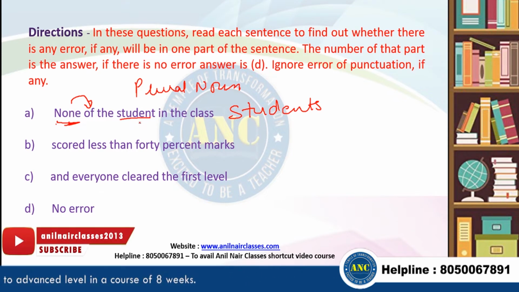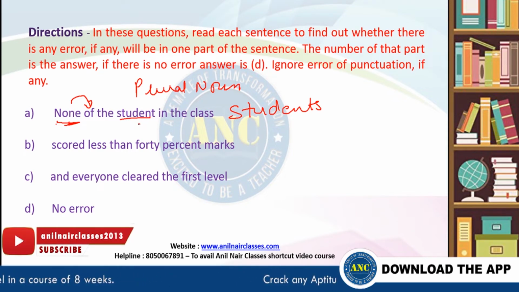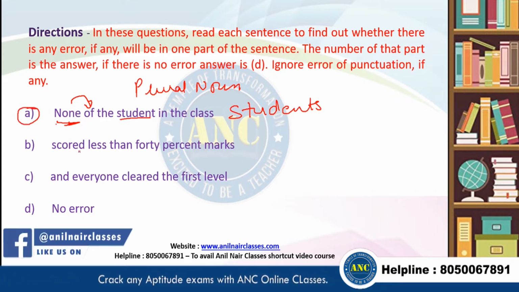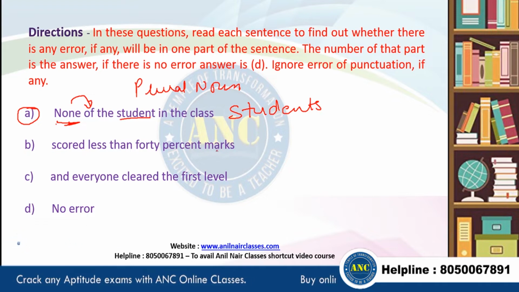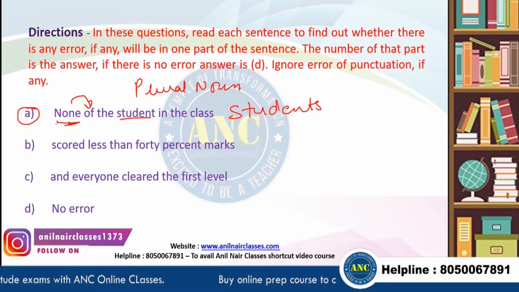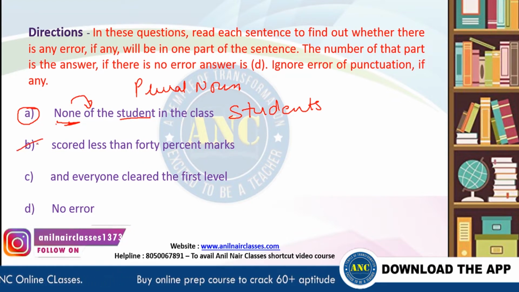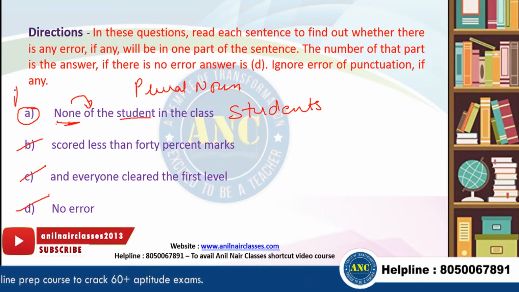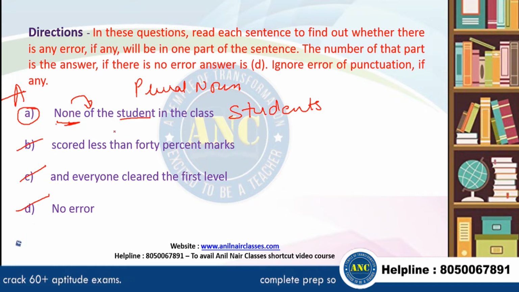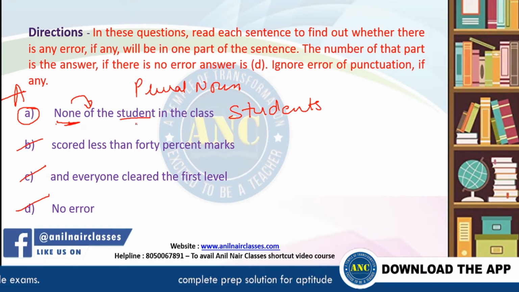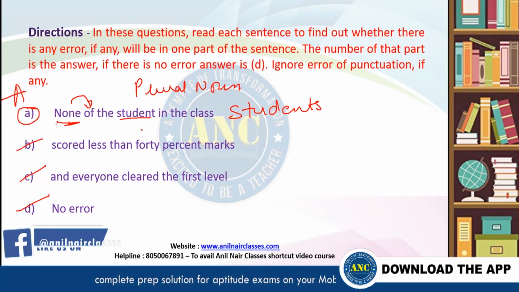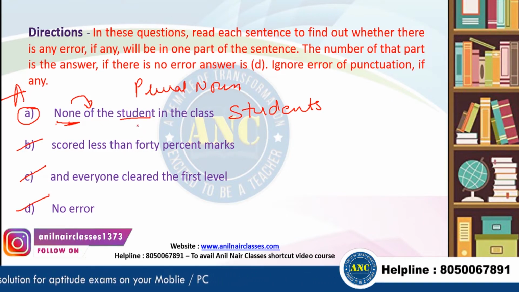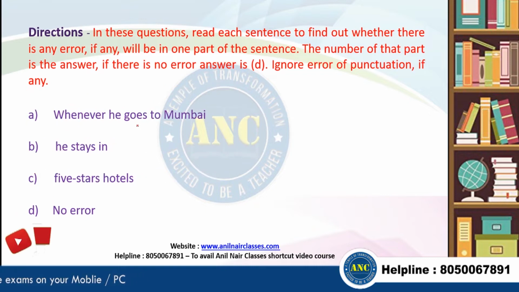Clear? So we are able to name a rule. We know the reason why A is wrong. So I'll circle. However, let's look at the remaining part also. Scored less than 40% marks. That's fine. And everyone cleared the first level. B and C are perfectly fine grammatically. So our answer is A. I hope it is clear that after none, if a prepositional phrase is there, always the object of that prepositional phrase should be in the plural form. This is a rule. Clear? Next question. Yeah.